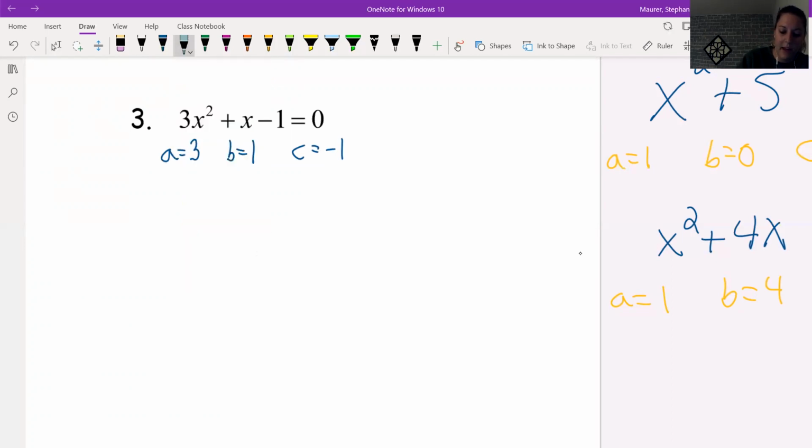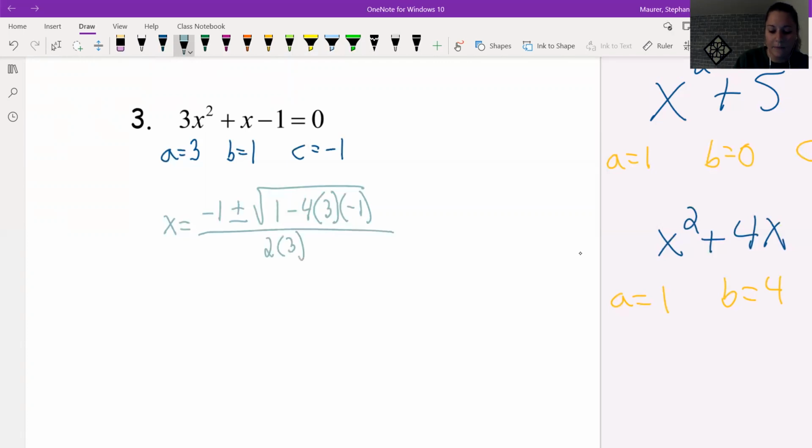So we're going to have x equals the opposite of b. This is positive, so let's make it negative. Plus or minus the square root of b squared. B squared is 1, minus 4 times a times c, all over 2 times a.